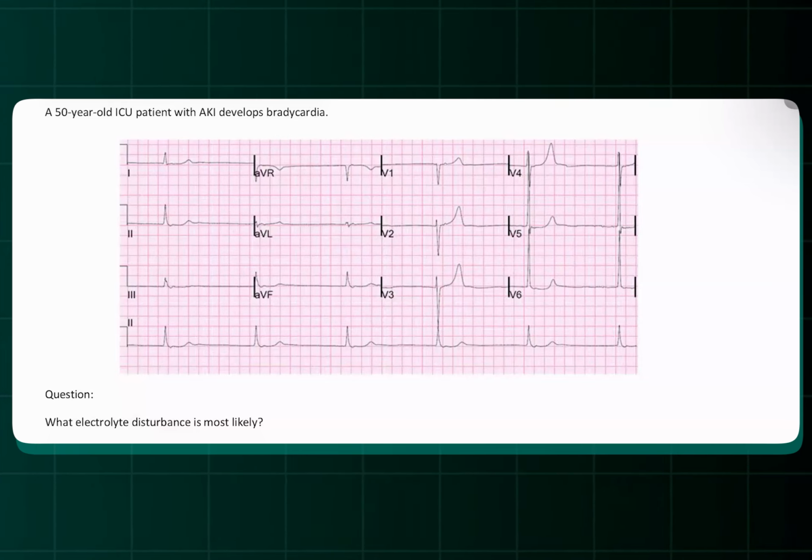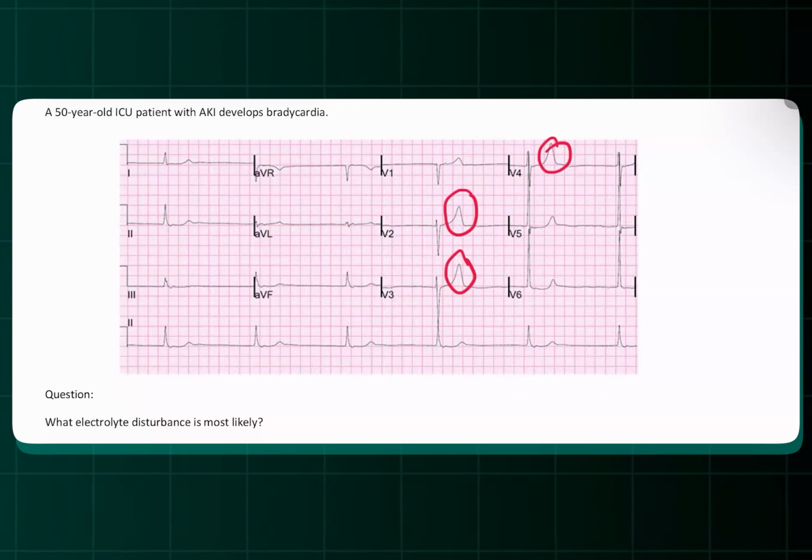Tall T waves are very evident. This might be hyperkalemia with bradycardia. So tall T waves are evident. This is not a sinus rhythm. Can you see a sinus bradycardia or is it not? Very good. You don't see any P waves in most leads.